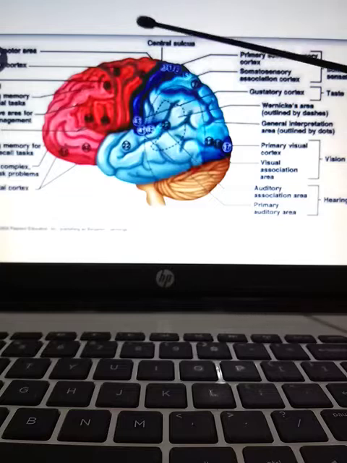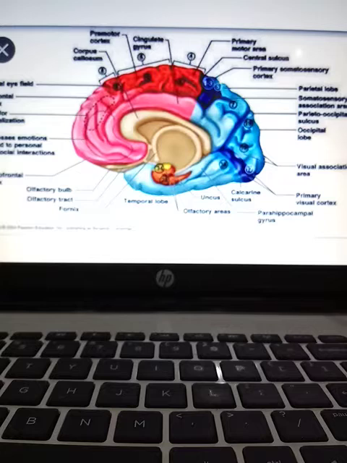And this motor area has an extension on the medial surface also. Here you can see this is the paracentral lobule. This is the anterior half of the paracentral lobule. It is also your primary motor area, that is Brodmann's area 4. This Brodmann's area 4 helps in the various movements of the body parts.